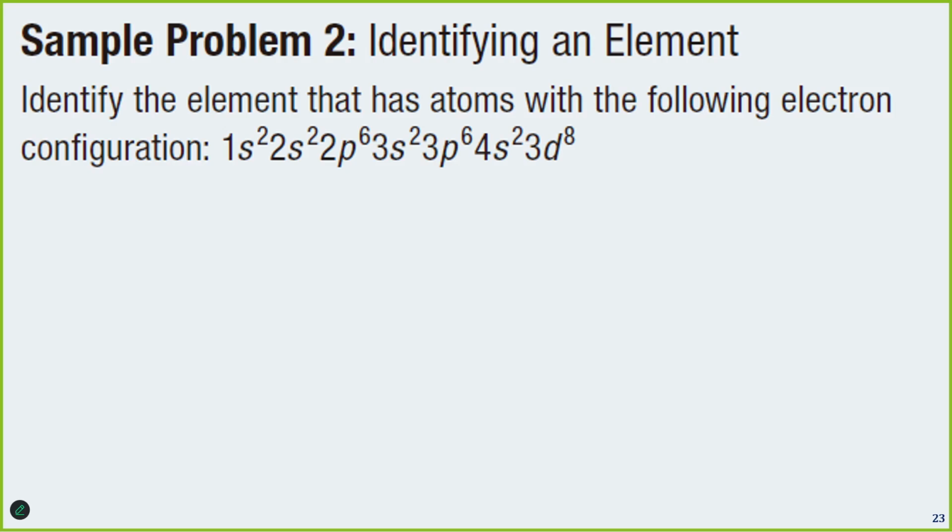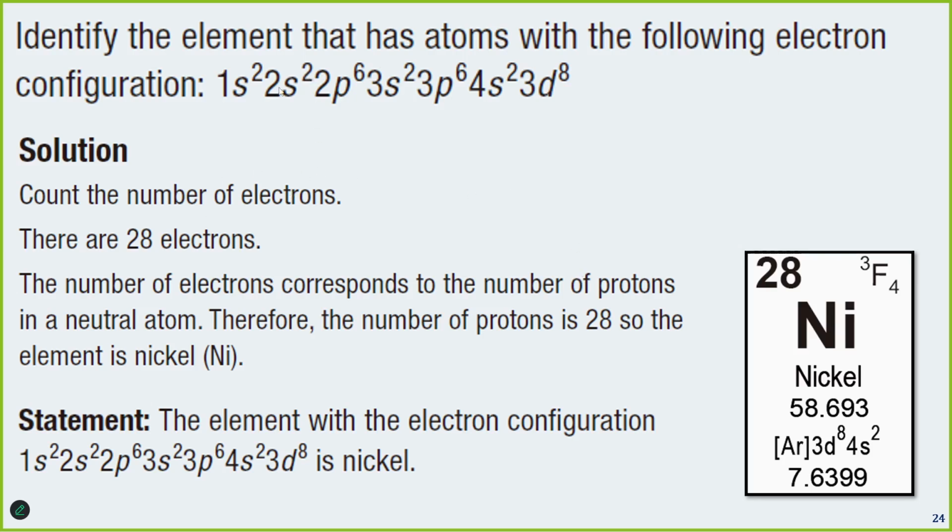Identify the element that has atoms with the following electron configuration. So if you are given an atom, you should be able to find its electron configuration, right? You should also be able to find the element given its electron configuration. The reverse process is much simpler, right? You can just count the number of electrons actually. So if you add these numbers up, 2 plus 2 plus 6, plus 2 plus 6, plus 2 plus 8, then it's not very hard to find there are 28 electrons, right? So the atomic number of this element is 28.